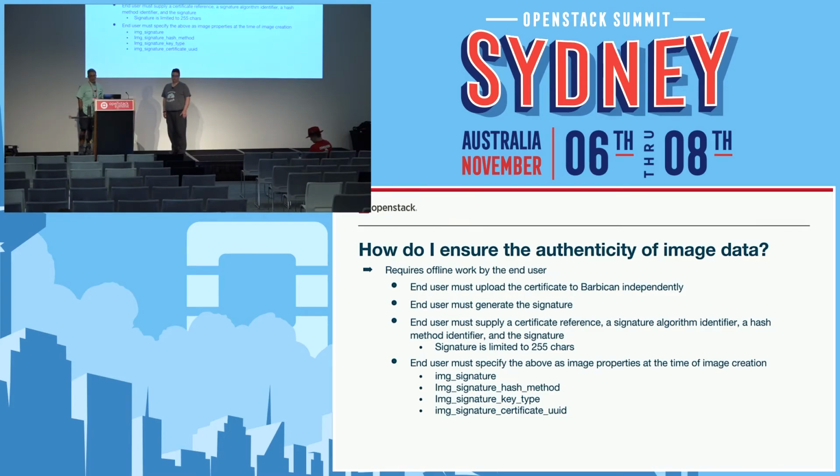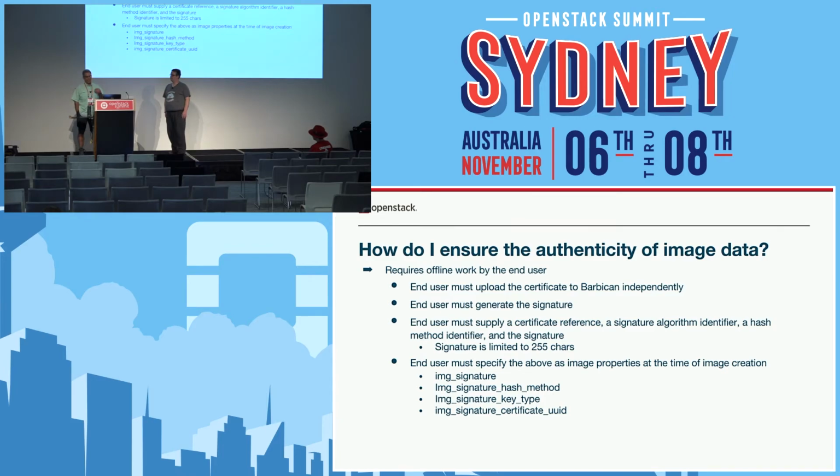And then there's also work on the end user's part to make this happen. You can turn image validation on, but not everybody has to use it. If you do want to use it, you have to go through a bunch of steps as an end user. You'd have to upload the certificate to Barbican so that it's there in that neutral location. You've got to generate the signature for the file, and then you've also got to supply a bunch of information as image metadata properties so that Glance and Nova can consume those to actually perform the validation. What you have to supply is the certificate reference, an identifier for what signature algorithm is being used, an identifier for what hash method is being used, and then the signature of the image.